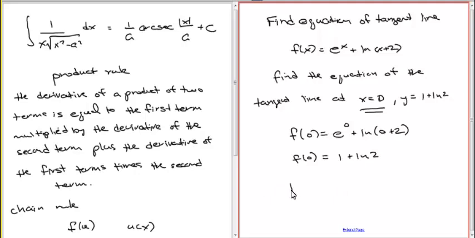Then you have to find the value of the derivative. So first you do the differentiation. The derivative of e to the x is e to the x. The derivative of natural log of x plus 2 is 1 over x plus 2 times the derivative of x plus 2. This is using the chain rule. The derivative of x is 1 and the derivative of 2 is 0, so it's just times 1. So I get e to the x plus 1 over x plus 2, and that's the slope of the tangent line at any point.